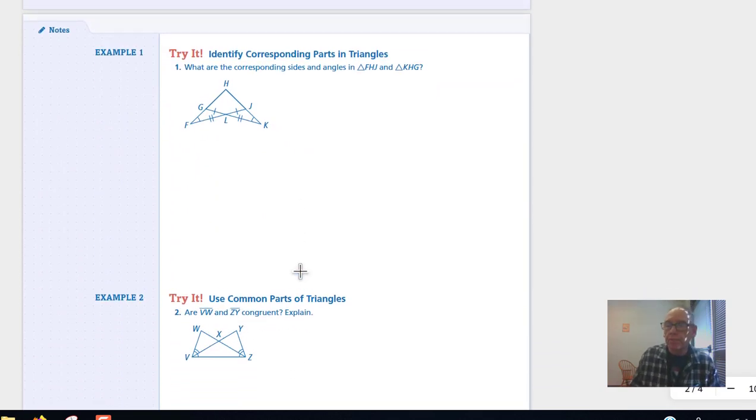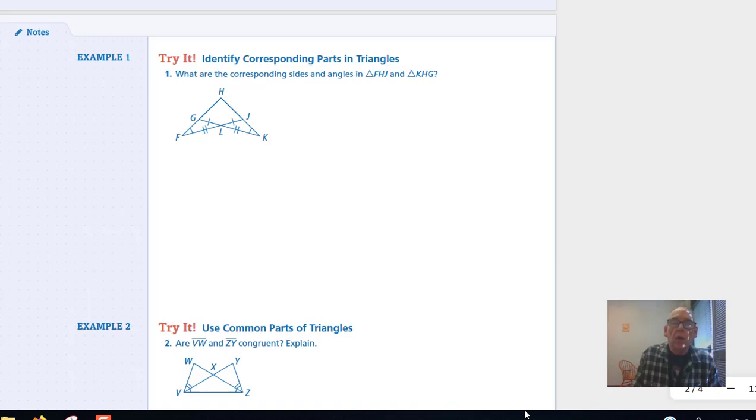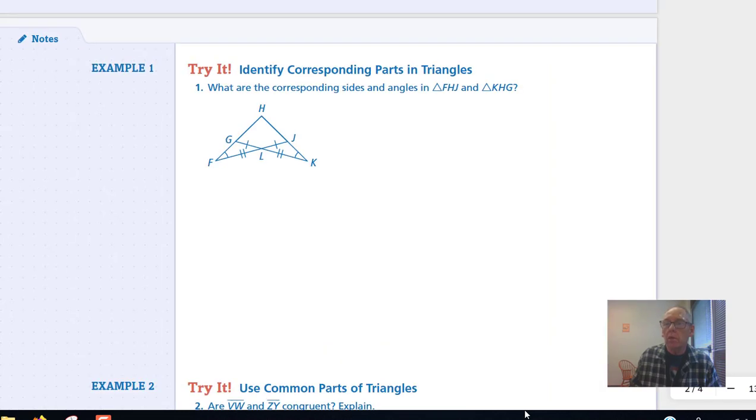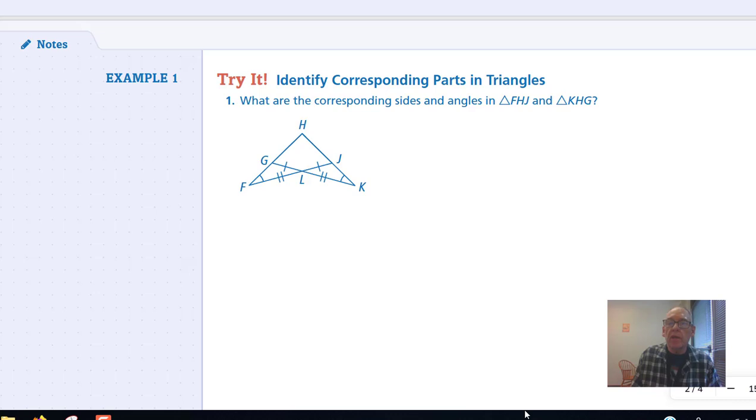Now let's look at example 1. On example 1 here, make this a little bit larger. What are the corresponding sides and angles in these 2 triangles? So these triangles overlap. You can dig out the matching angles, but sometimes a good strategy is to draw the triangles separate from each other. So I'm going to draw one triangle like this, and then the other triangle is going to be a mirror image like this. And then the key is you've got to label your triangles to match your diagram.